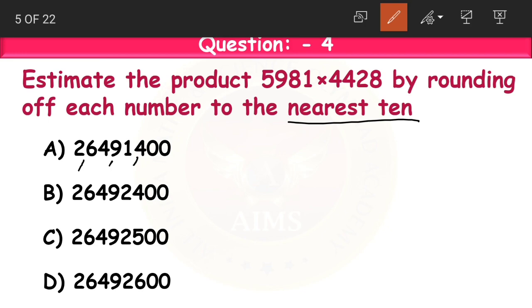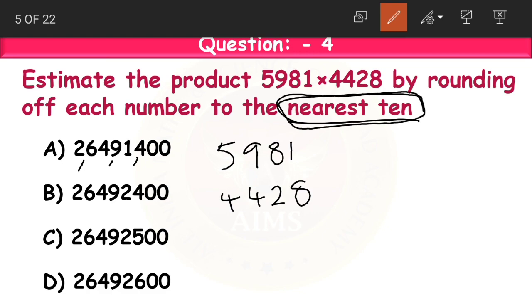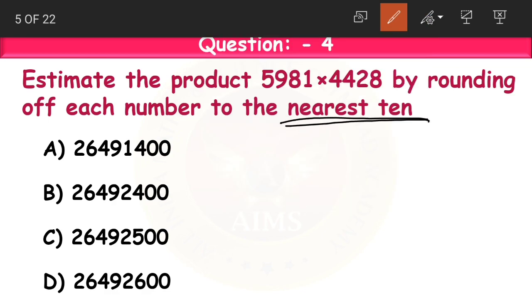nearest tens. See, students, the numbers here are 5981 and 4428. In the question, they have specifically mentioned to round off to the nearest tens. But if they had not mentioned it, what will we do? As both the numbers have thousands as their highest places, we'll round them off to their nearest thousands. But here in the question, it is important to note that they have asked us to round off only to the nearest tens.